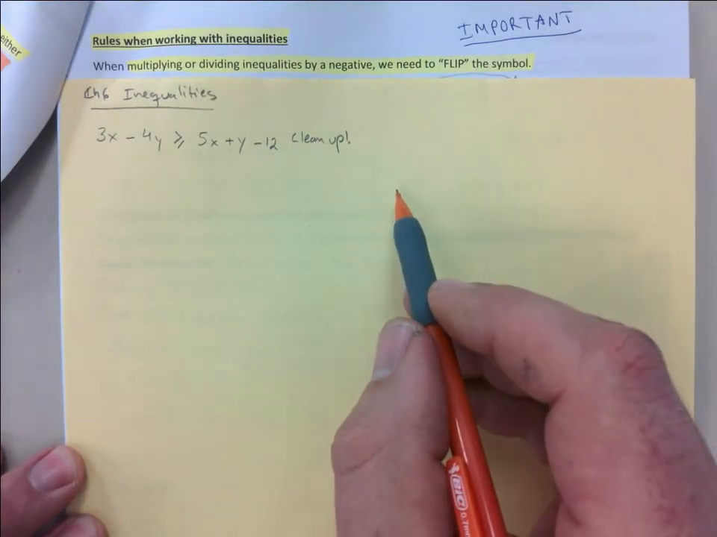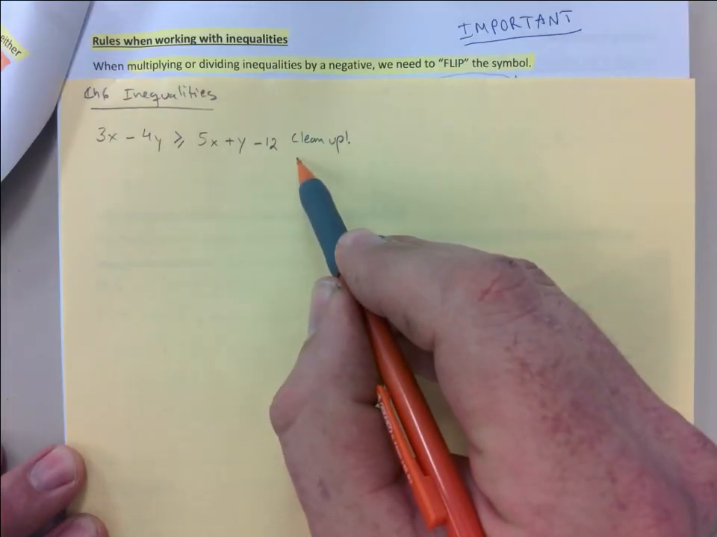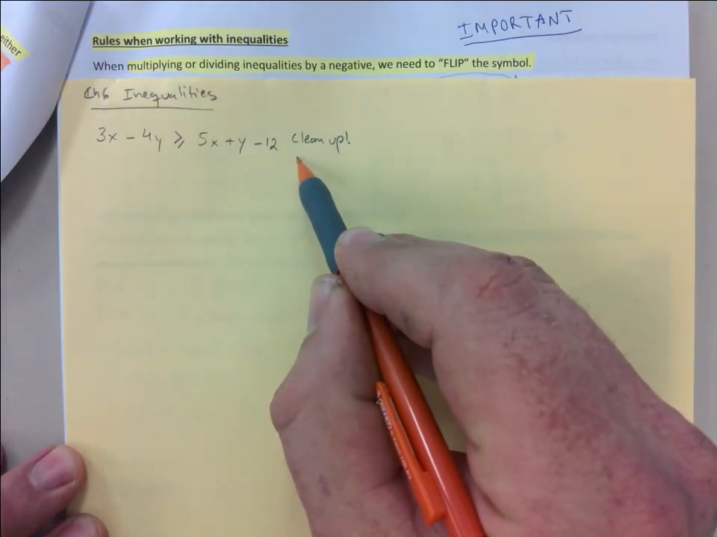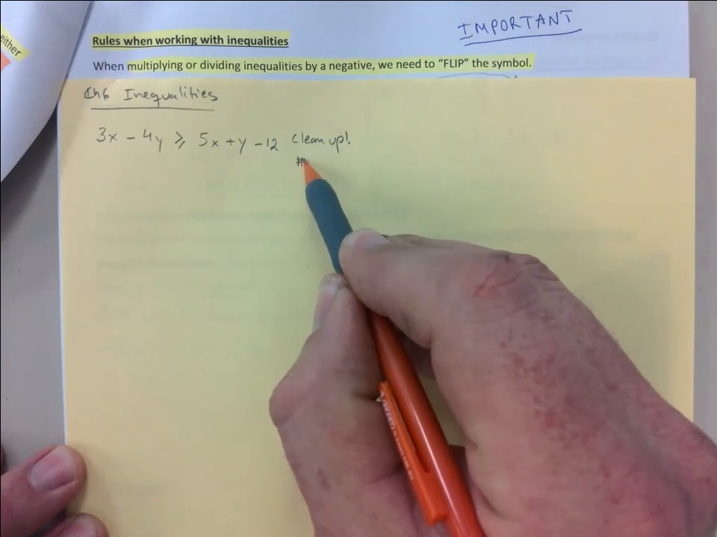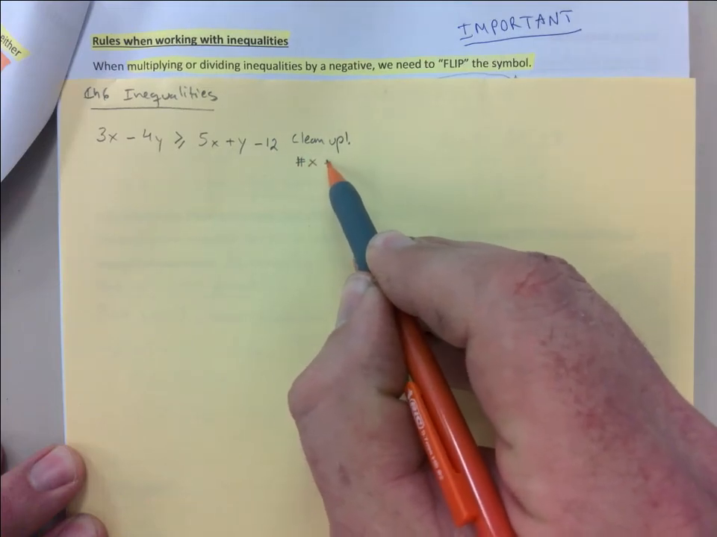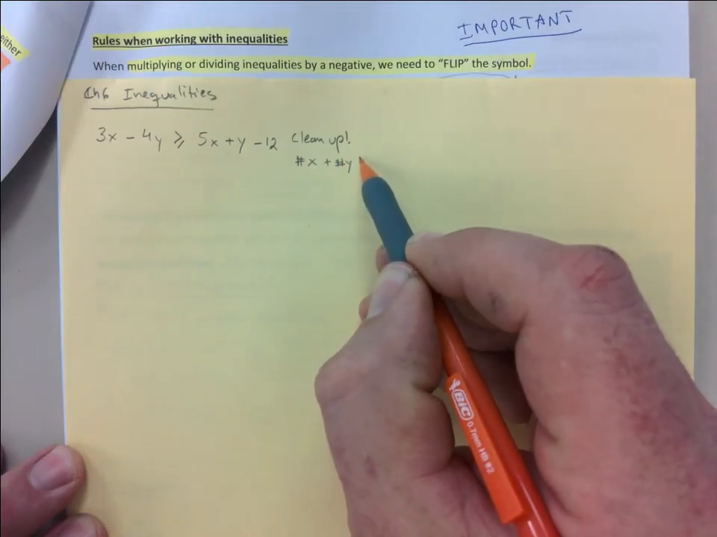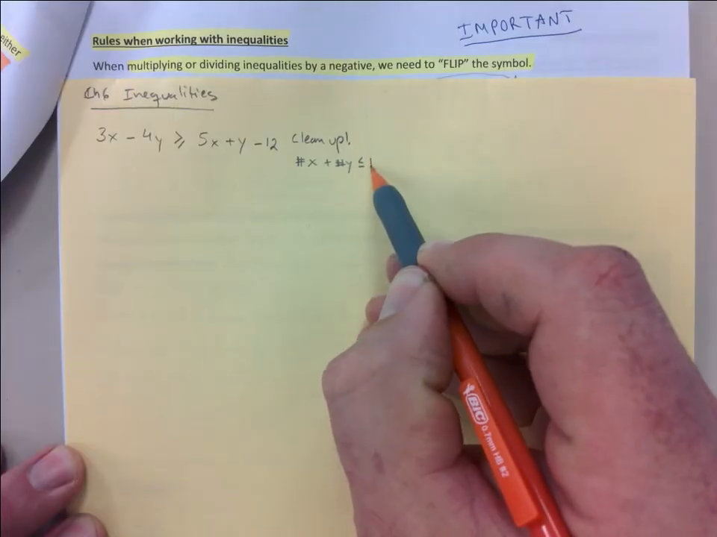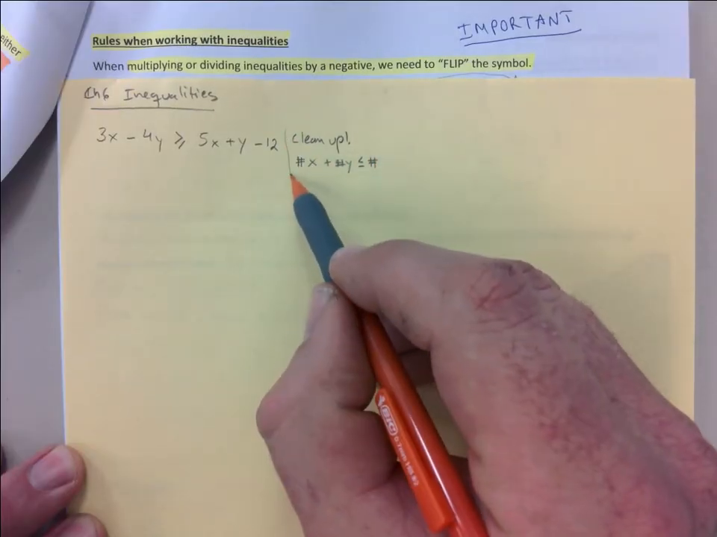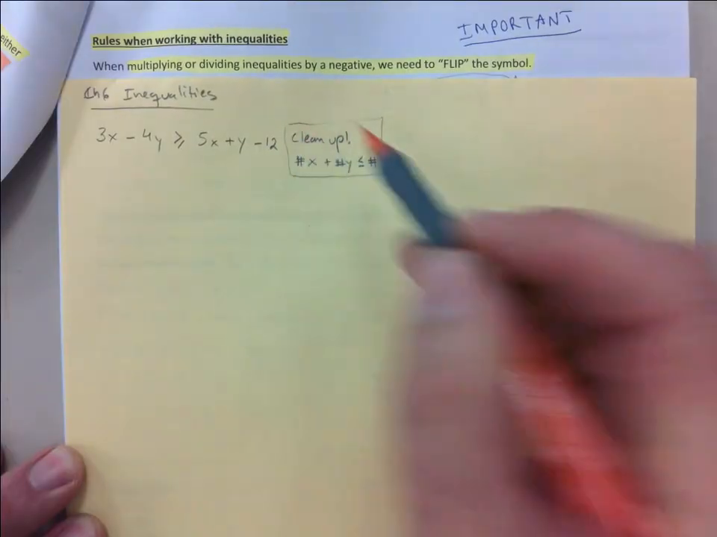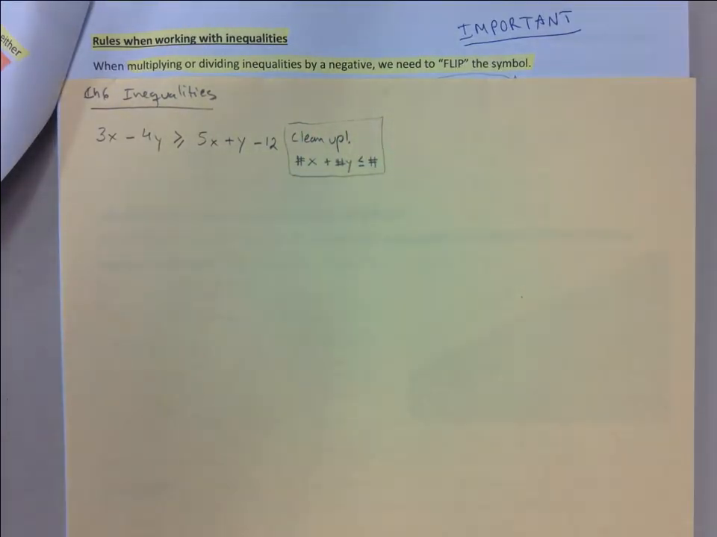Okay? And by clean up, I mean you want a number x plus a number y is greater than or equal to a number. That's, in general, what we're going to attempt to do. Now, this is oversimplified. Sometimes you only have x left. Sometimes you only have y left. We'll deal with those in a bit.